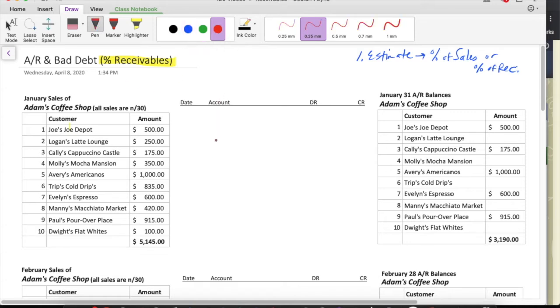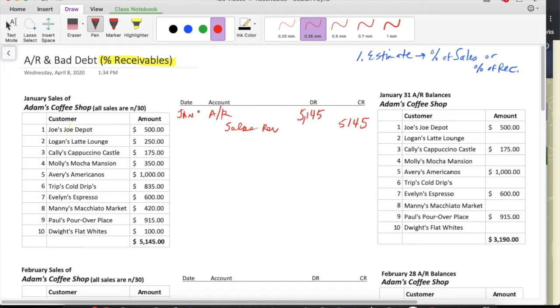So the first thing we did in the previous video, as we'll do here, is to record the sales for the month of January. January sales are all on account, and the January sales were $5,145. We get to record accounts receivable as our customers owe us money, and we get to record $5,145 of sales revenue.